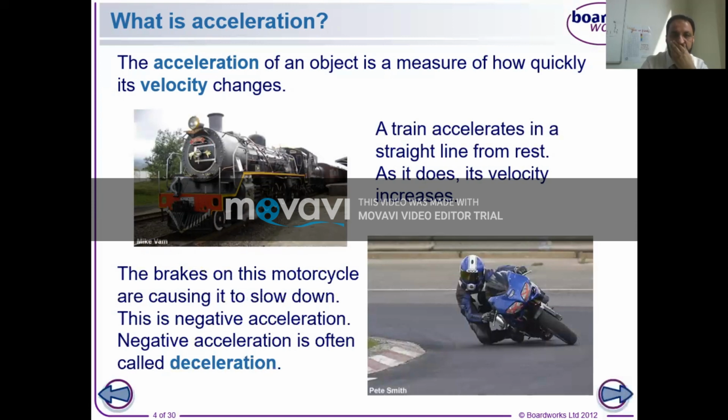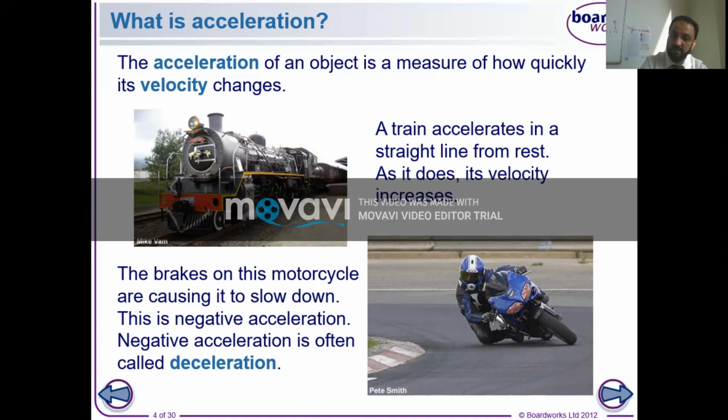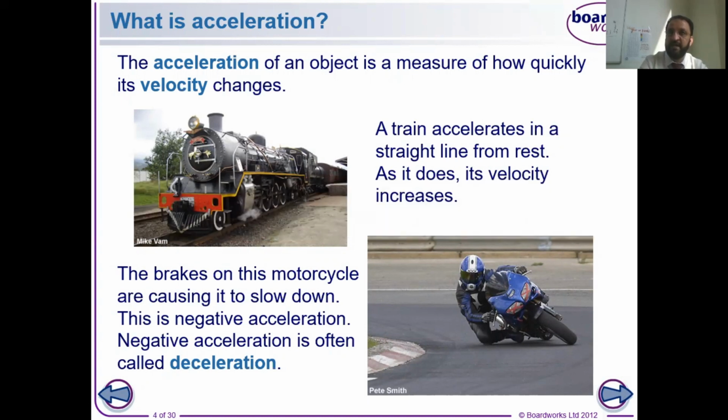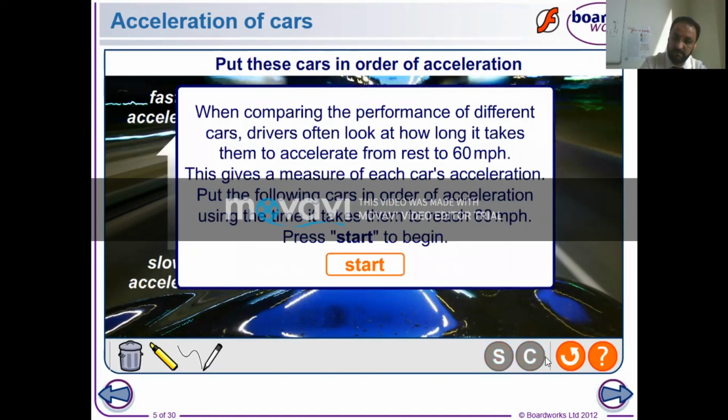Now you can see a train accelerates in a straight line from rest. As it does, its velocity increases. In the second case, the brakes on this motorcycle cause it to slow down, which means its speed decreases. When speed decreases, there is also an acceleration, but that is called negative acceleration, and negative acceleration is also known as deceleration. So when speed increases, that is positive acceleration.